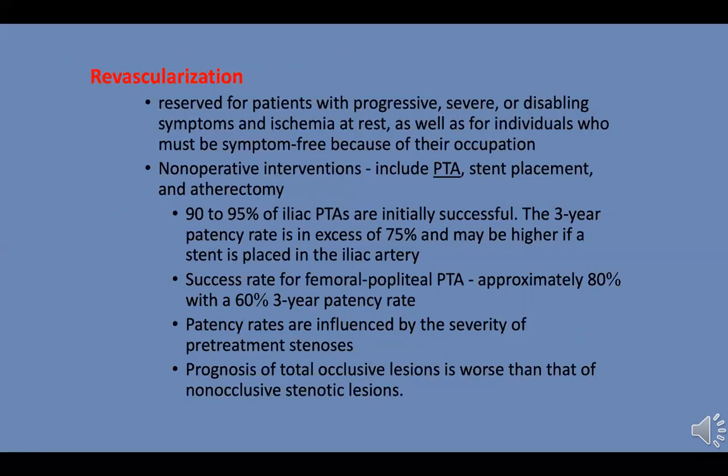90 to 95% of iliac PTAs are initially successful. The 3-year patency rate is in excess of 75% and may be higher if a stent is placed in the iliac artery. The success rate for femoropopliteal PTA is approximately 80%, with a 60% 3-year patency rate. Patency rates are influenced by the severity of pretreatment stenosis, and the prognosis of total occlusive lesions is worse than that of non-occlusive stenotic lesions.